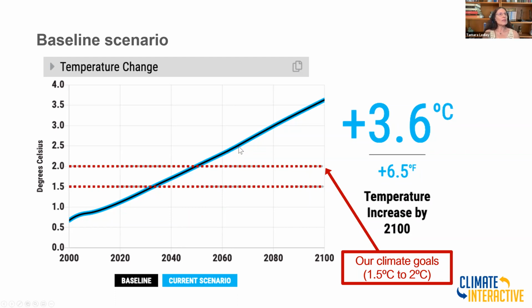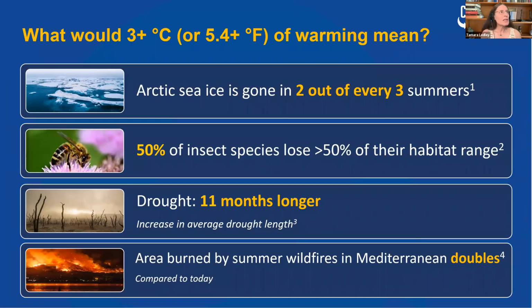And so right now you see the black line, which is that baseline scenario I talked about, and the current scenario, where right now we haven't implemented any solution, so it's the same as the baseline. But this is what we're going to be looking at. But even a 3.6 degree Celsius increase in temperature can have really serious impacts on the climate system. So these are just some examples of what that much warming would mean.